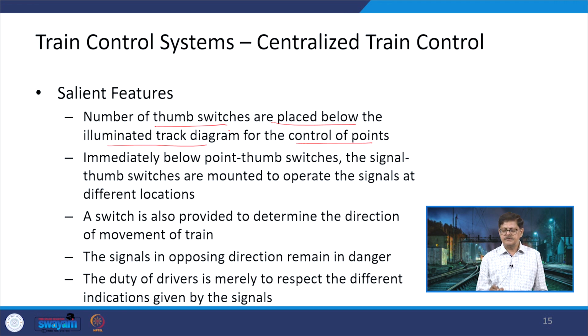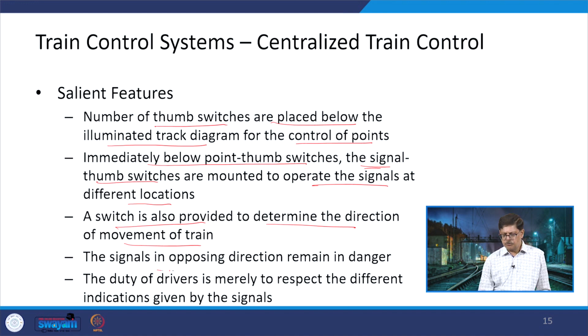So, these number of thumb switches which are placed there, now the illuminated diagram is there, then below that those switches are there, those switches are going to control the designated point. And then immediately below these point thumb switches, the signal thumb switches are mounted so as to operate the signals at different locations. So, both of these are going to be provided one after the other, one below the other on that system. The switch is also provided to determine the direction of movement of the train. So, we are going in normal or reverse conditions. So, those settings can also be there.